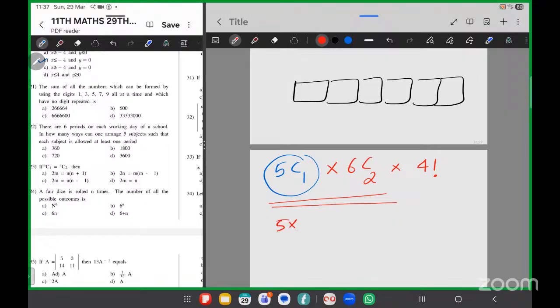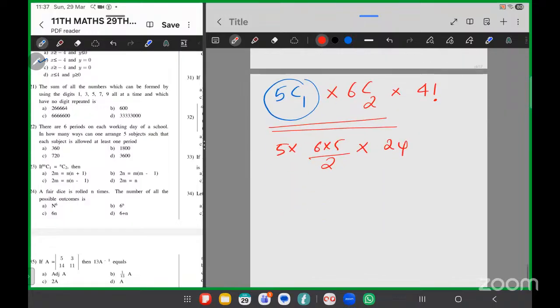So 5 into 6C2 becomes 6 into 5 divided by 2, into 4 factorial is 24. So 6 into 5 into 5 is 150, into 12, 15 into 12 is 180. Answer is 1800. That is the correct answer. Option B.